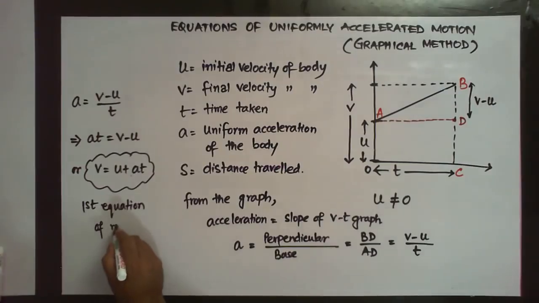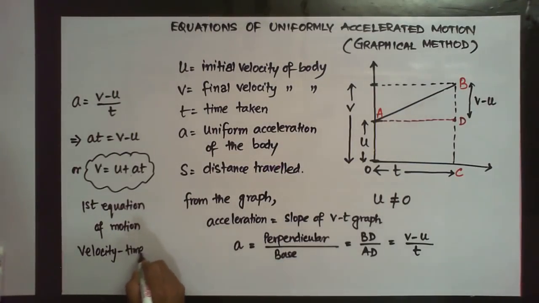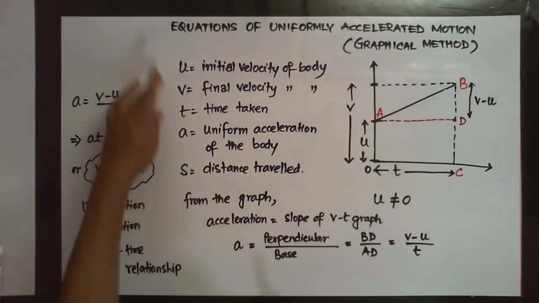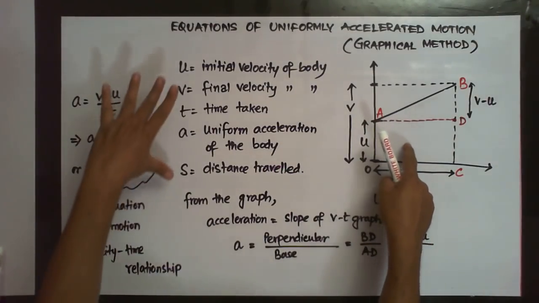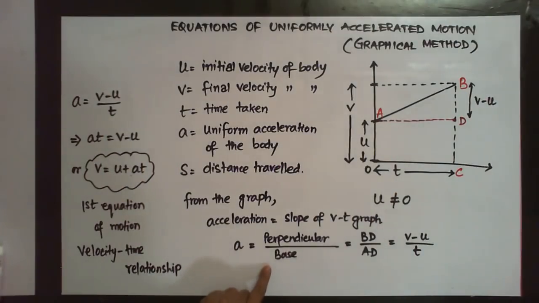First equation of motion, and it is also known as velocity time relationship. So if the question comes derive velocity time relationship, you have to do the whole thing. You have to draw the graph here and then you have to write all these things, and then we have to find out the slope of the graph to get acceleration of the body.